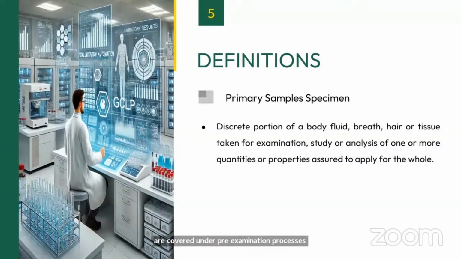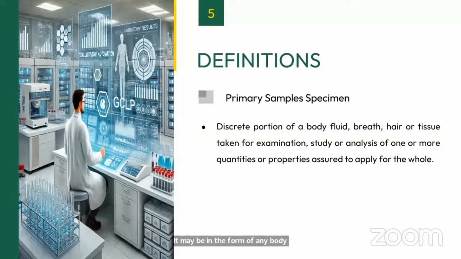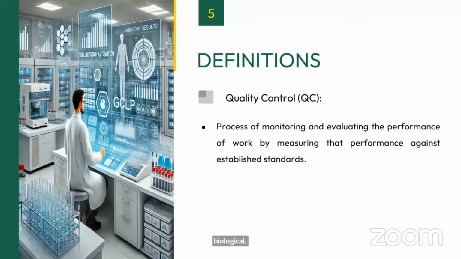Next is the primary sample specimen. A primary sample specimen is a biological sample which you withdraw from a patient. It may be in the form of blood, any body fluid, hair, or tissues. You can see that breath samples are also covered. All those biological specimens collected from the patient are called primary sample specimens.